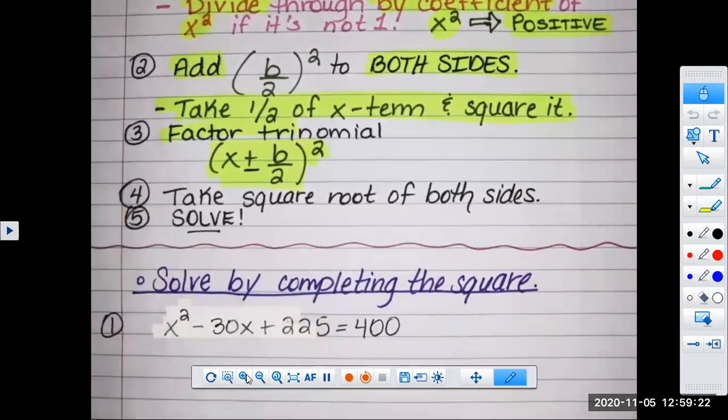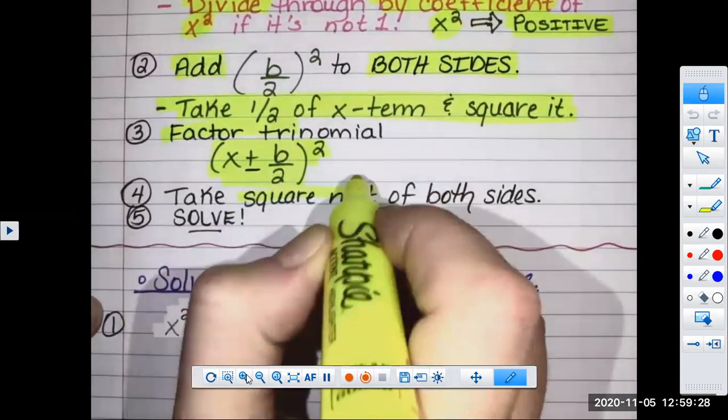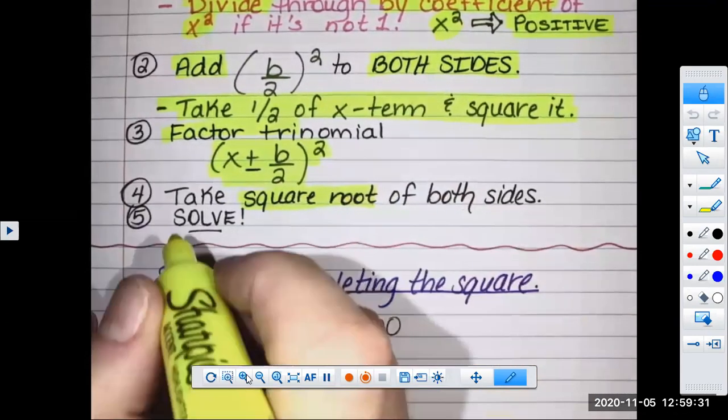Okay, finally, the last, or steps 4 and 5, you should be able to take the square root of both sides. Square root and then solve.